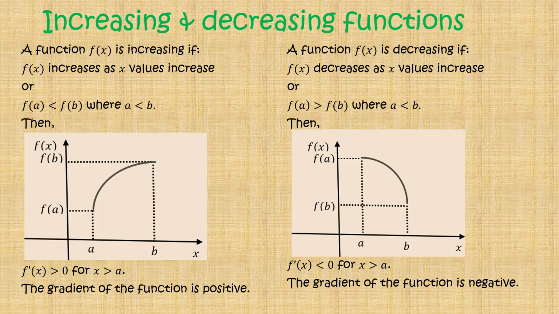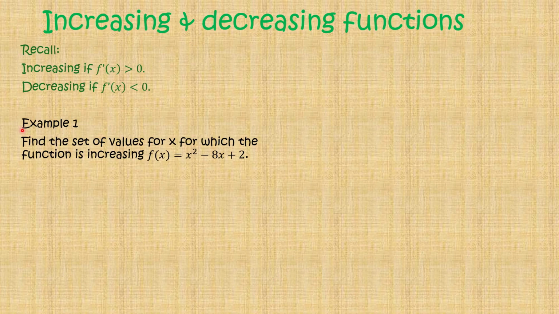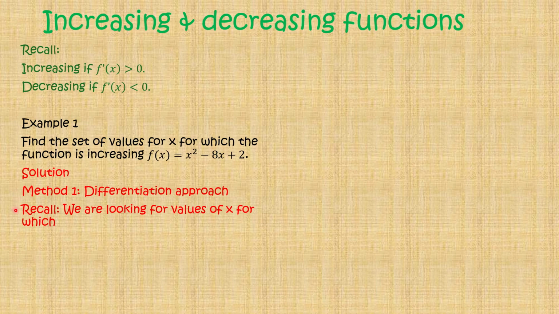With that information, let's check out our first example for the day. Example 1. Find the set of values for x for which the function is increasing. f of x is equal to x squared minus 8x plus 2. The solution. We are going to look at two methods on how to answer the question. Method 1, using the differentiation approach. Recall, we are looking for values of x for which f prime of x is greater than 0.